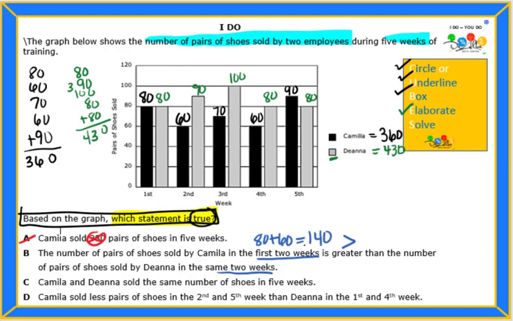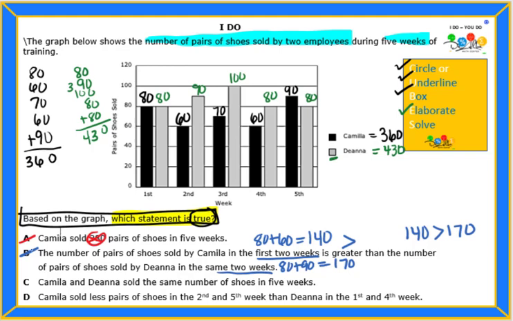And then in the first 2 weeks for Deanna, that would be the gray bar, that would be 80 and 90. And that would equal 170. So is 140 greater than 170? No, it is not. Very good.